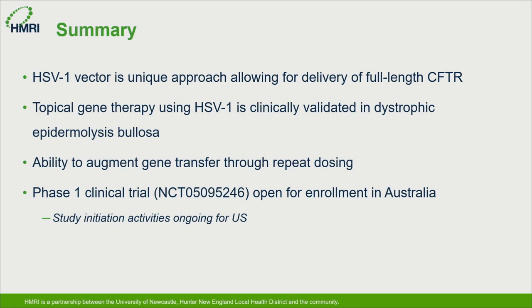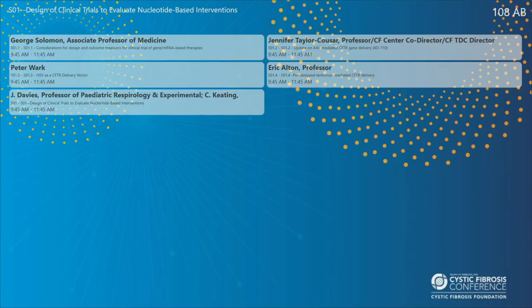So in summary, HSV1 is a unique approach. It will allow the delivery of a full-length CFTR protein. It has been demonstrated with topical application in dystrophic epidermolysis bullosa. And it's the ability to deliver this without a significant immune response, but will allow repeat dosing. And we're about to commence a phase one clinical trial. So fingers crossed and very exciting. And thank you very much.